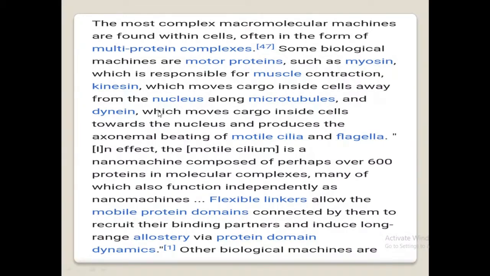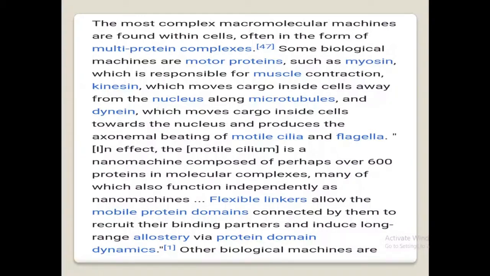So for that, this dynein arm is very, very important. In effect, this motile cilium, moving cilium, is a nanomachine. It is moving. It is showing you mechanical movement. It is a nanomachine composed of perhaps over 600 different proteins in molecular complexes. These 600 different proteins join together and make a molecular complex that moves as a unit, which gives you motile cilia and flagella. Many of these proteins also function independently as nanomachines.